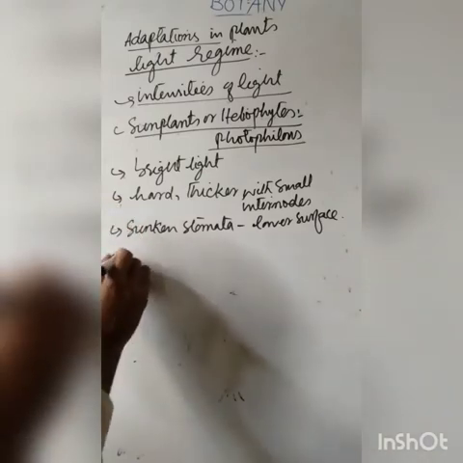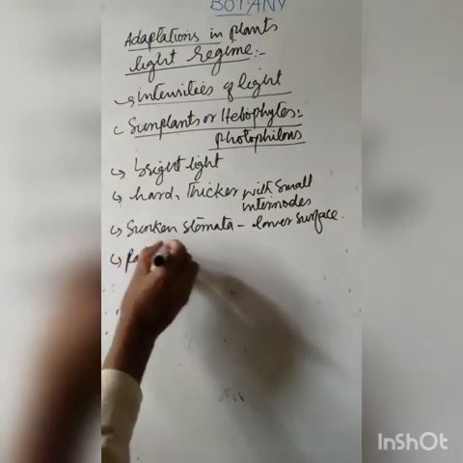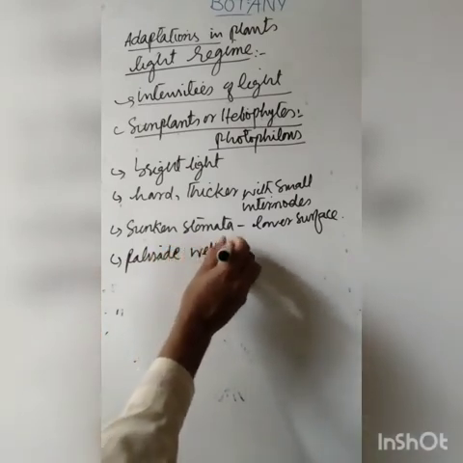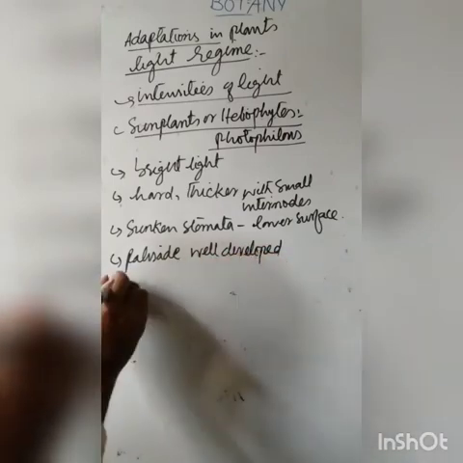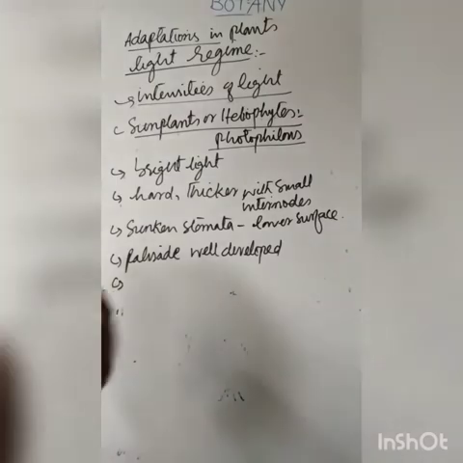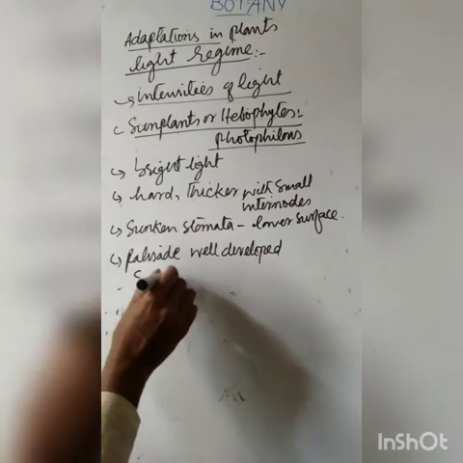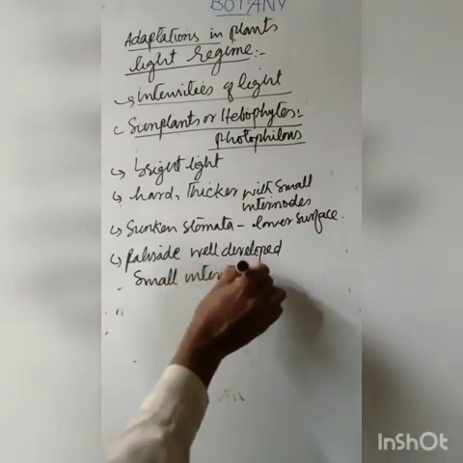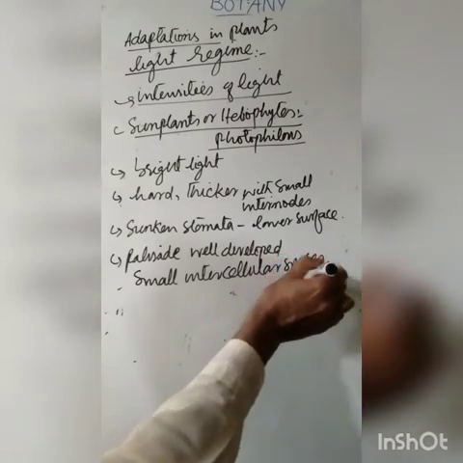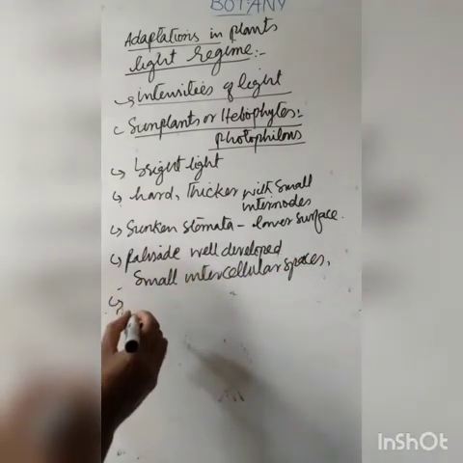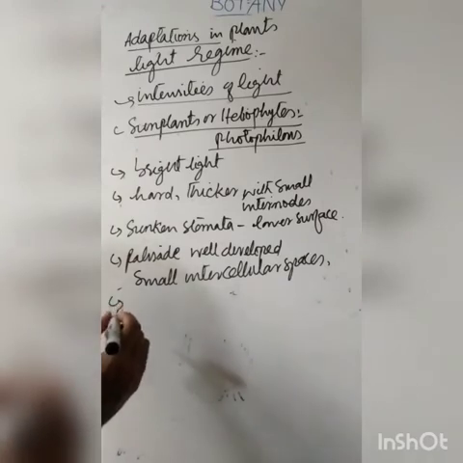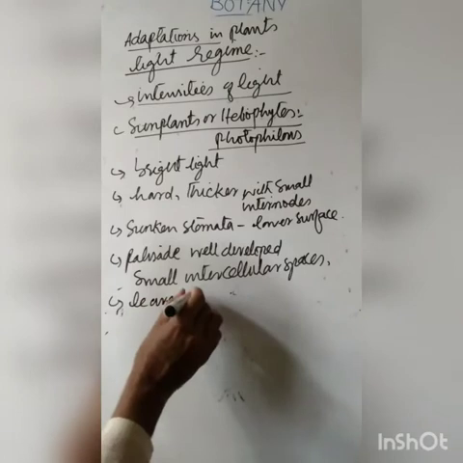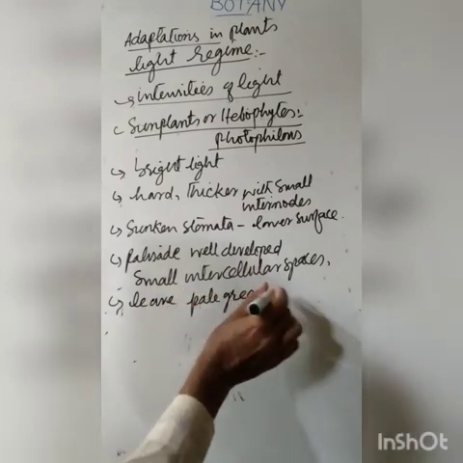Their palisade parenchyma in leaves is well developed, and they have smaller intercellular spaces. The leaves are pale green in color.